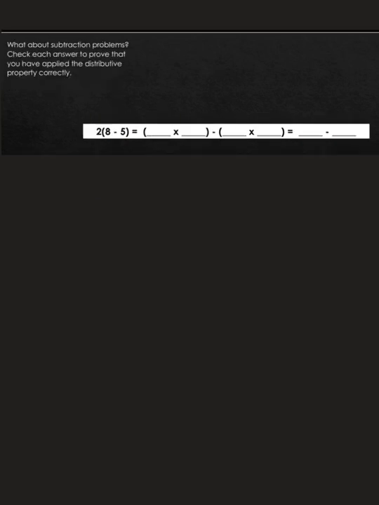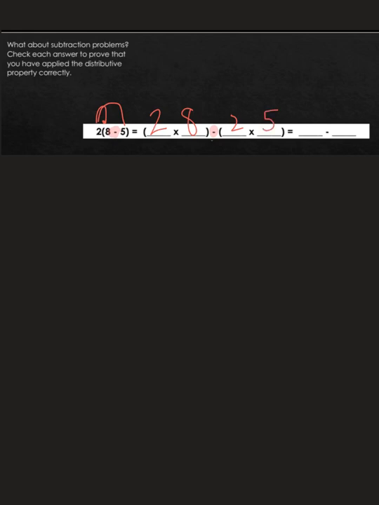All right, so what happens when I change that center sign to a subtraction sign? Well, we still do the same process, but remember, it's very important that whatever sign is inside your parentheses to start with goes in between your multiplication problems. So same process, we're going to distribute 2 to 8, so that will give us the multiplication problem, 2 times 8, and then distribute 2 to the 5, so 2 times 5.